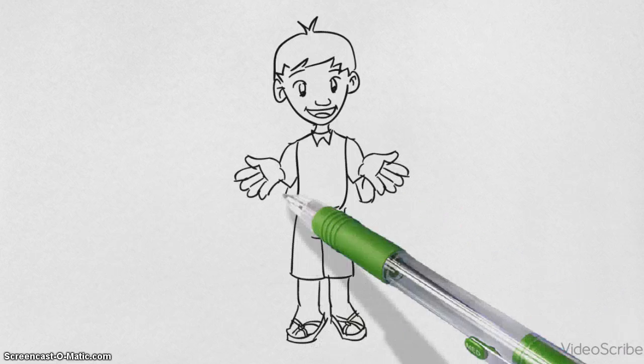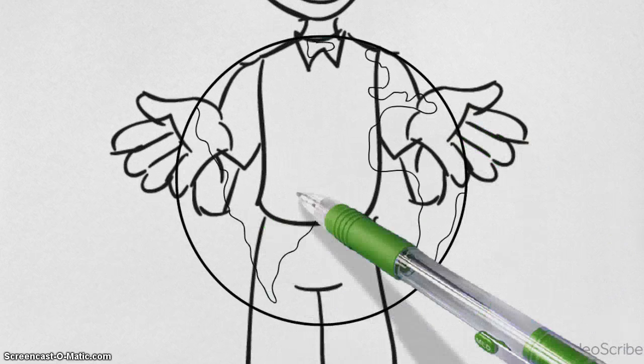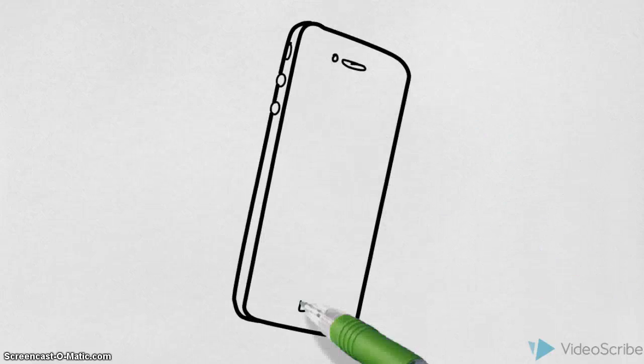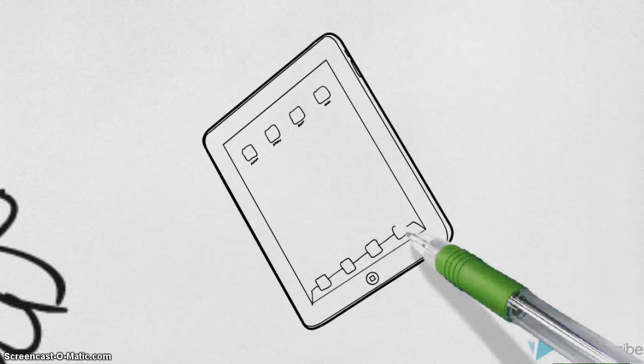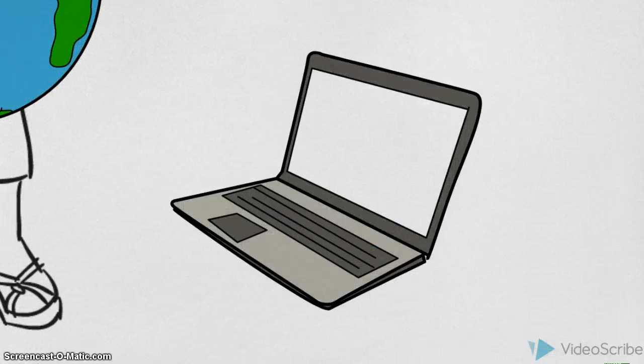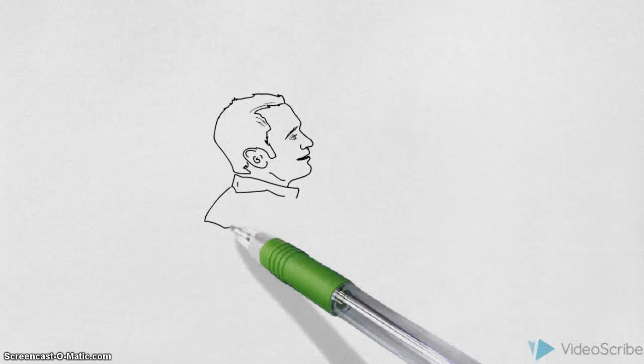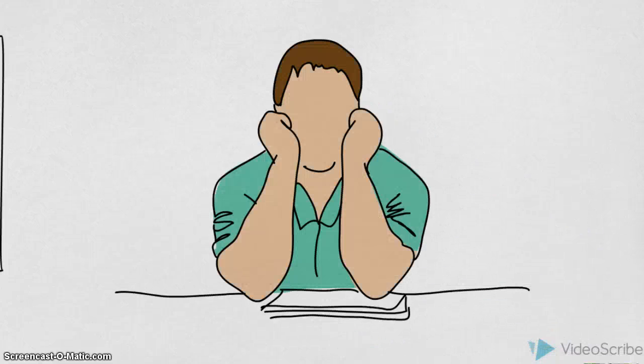This is Ollie. He is a typical North American student with the world at his fingertips through his smartphone, his tablet, and his home computer. Traditional teaching with chalk and a board do not work for students like Ollie. Does this look familiar?